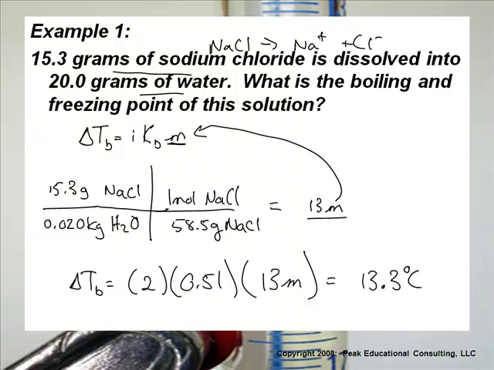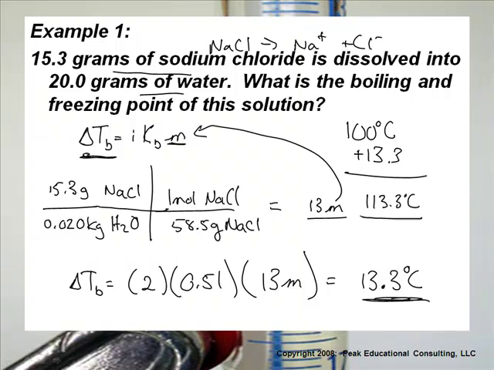13.3 degrees Celsius. So that's our answer, right? Nope. What do you mean? Because it says, what is the boiling point? When it's asking for the boiling point, that's actually the change in the boiling point. Water normally boils at 100 degrees Celsius. So this is boiling point elevation, so it always goes up. You add 13.3, and it would be 113.3 degrees Celsius for the answer.